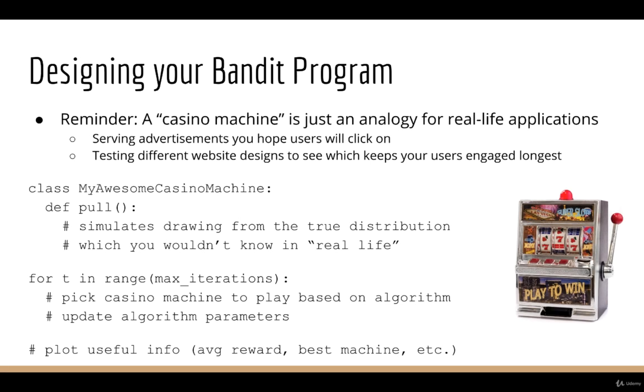To start, we're going to implement some actual casino machines. Now obviously, casino machines is just an analogy for actual real-life applications, such as serving advertisements you hope your users will click on, or showing different designs to see which one will keep users on your site for the longest time, and so forth. So just like a real slot machine, you want to be able to pull its arm. In other words, maybe have a pull function for your slot machine object. Of course, this should return a sample from the true distribution for wherever your samples are coming from.